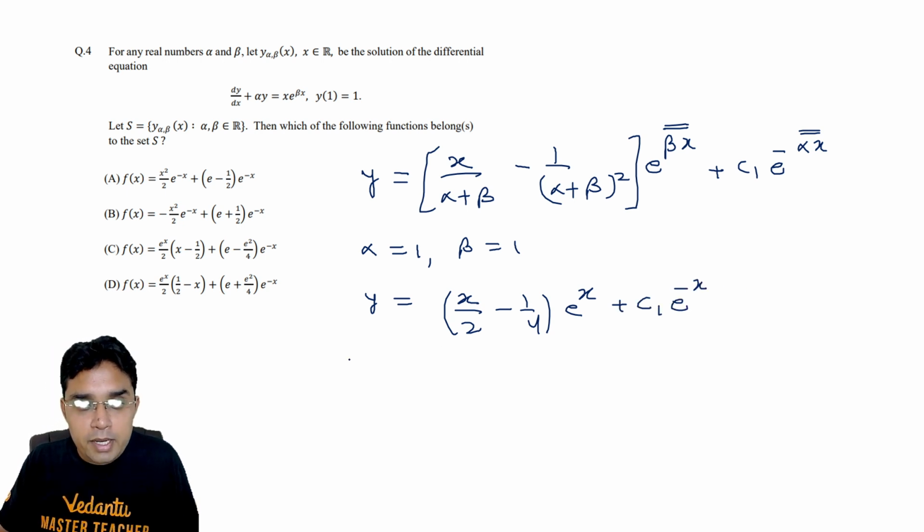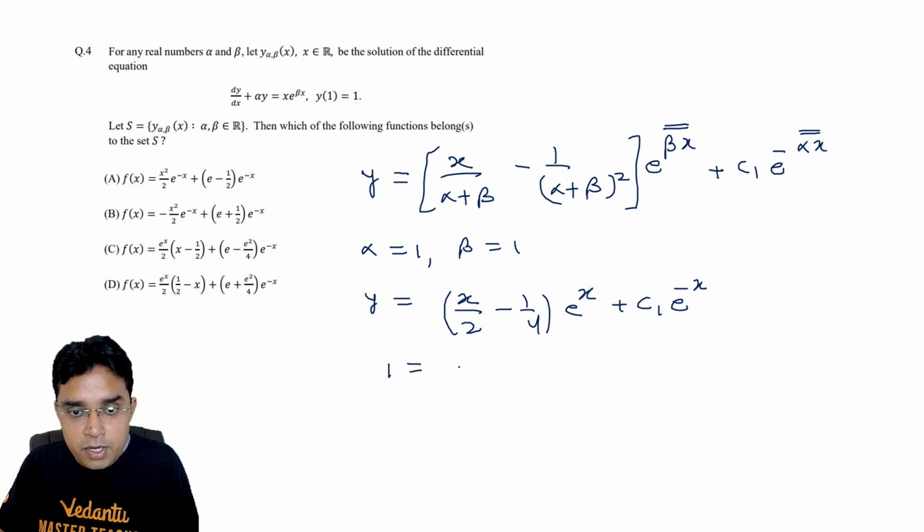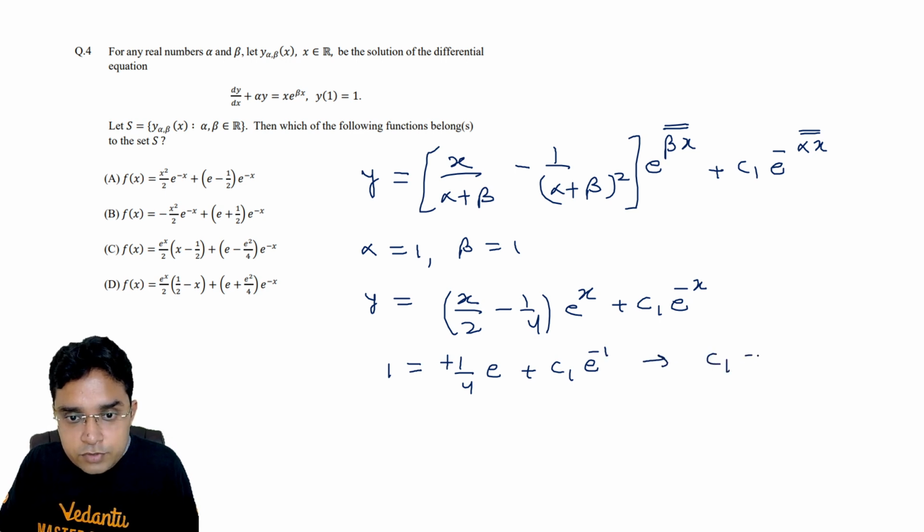Now at x is equal to 1, y should be equal to 1. So I put y is equal to 1 here. We will get 1 upon 4 plus 1 upon 4 e plus c1 into e power minus 1. So here the value of c1 comes out to be, we will have to multiply by e, so that will be e minus e square by 4. I think that is the value of c1.